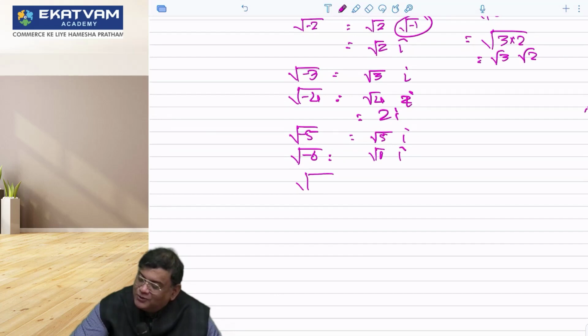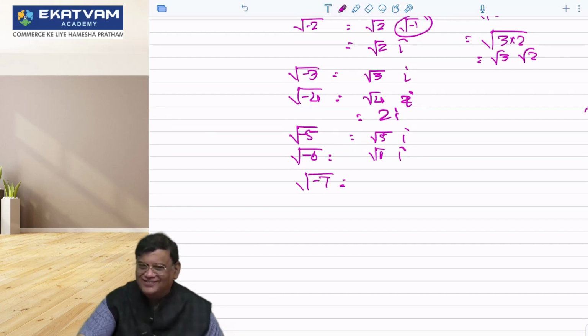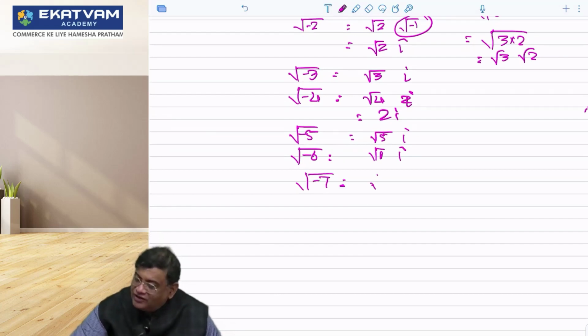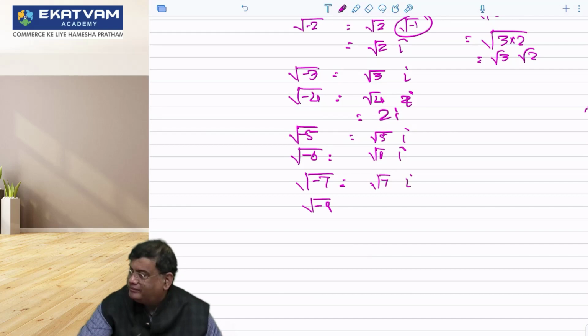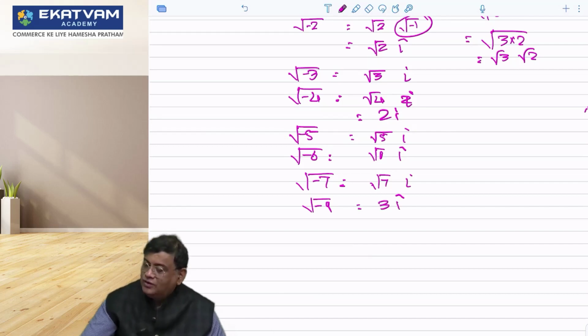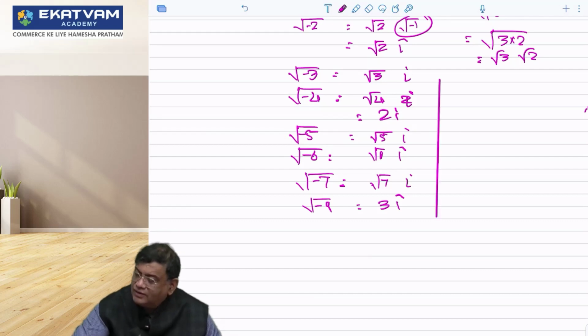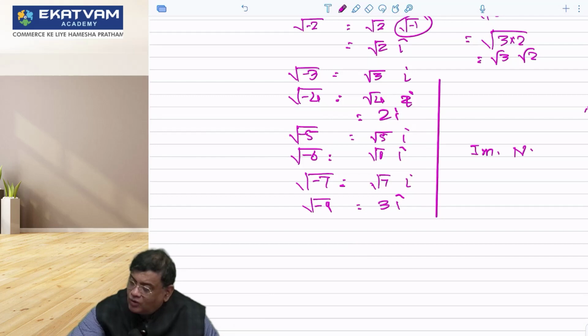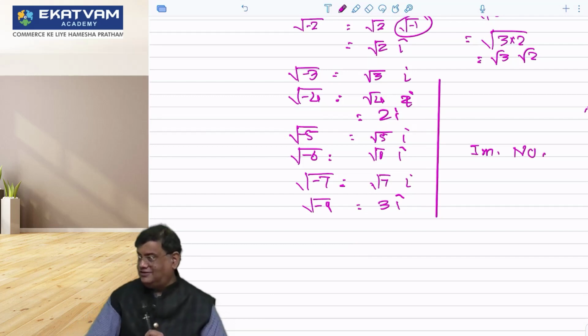Then tell me root of minus 7 is nothing but root of 7 into i. What about root of minus 9? You can say that this is 3i. So these all are the imaginary numbers that do not exist.